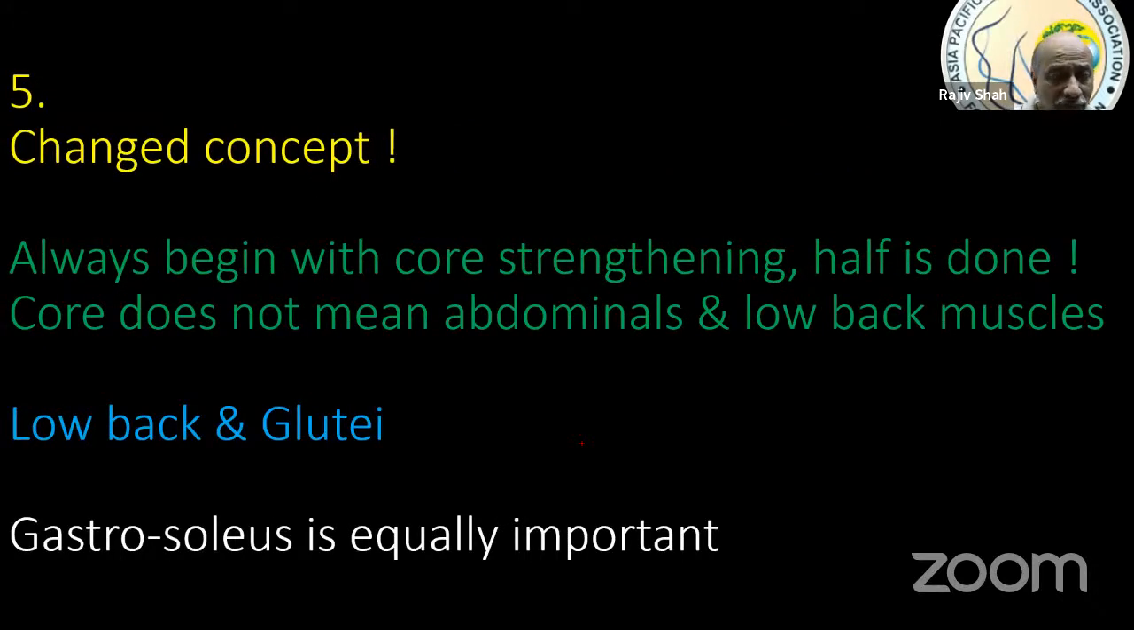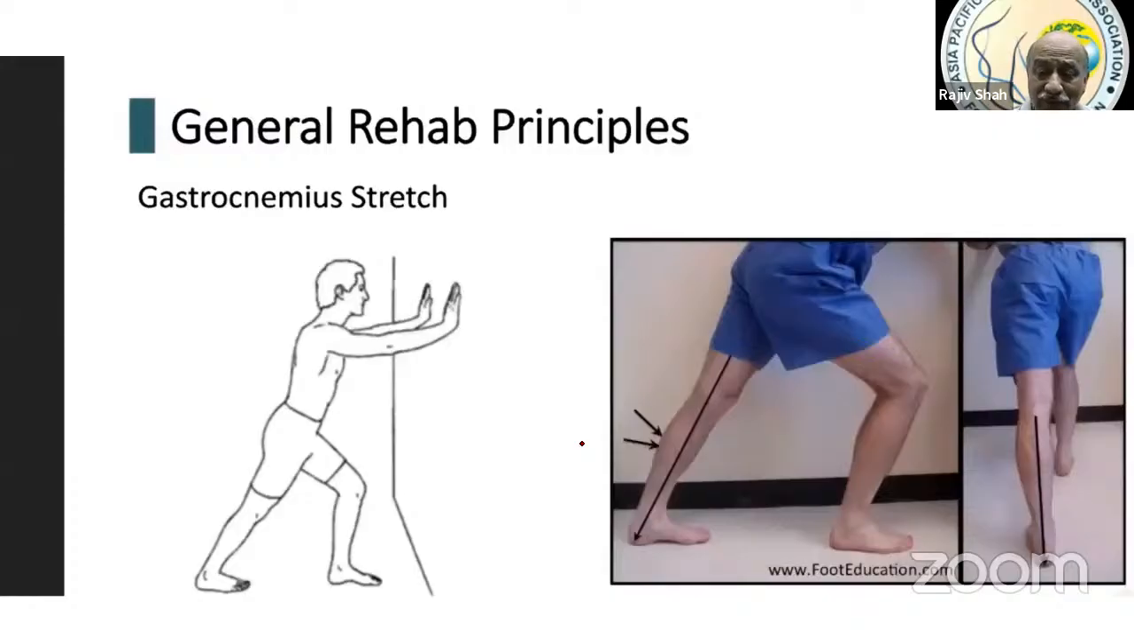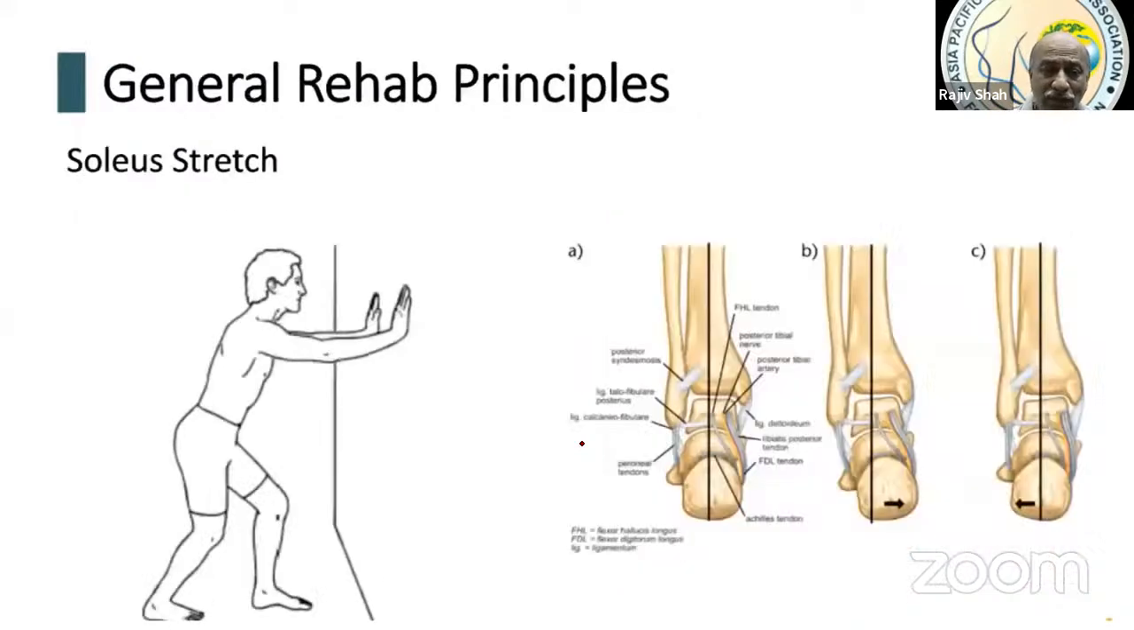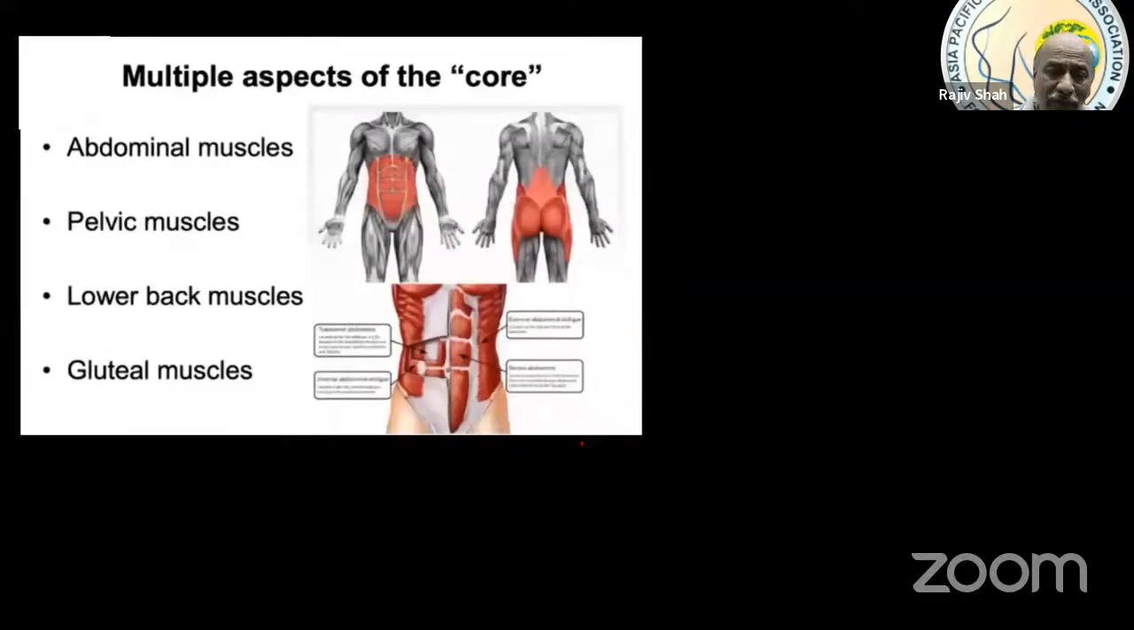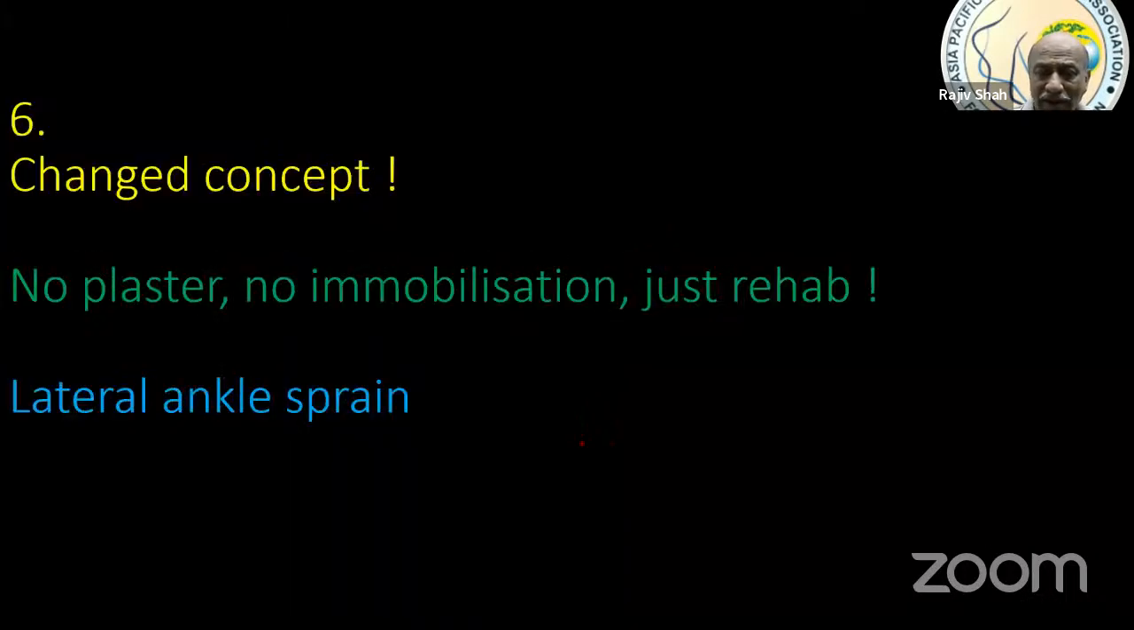Now, for foot and ankle physiotherapy, like shoulder physiotherapy, in shoulder physiotherapy we start with the core strengthening. And the core in the shoulder, we say, is the shoulder girdle and back. So in foot and ankle, lower back, glutei and gastrocsoleus, these three are the core. And we have to work very hard on this core when we start foot and ankle physiotherapy. So you have a gastrocnemius stretch, you have a soleus stretch, and you have to work on the core strengthening exercises for ankle and foot.